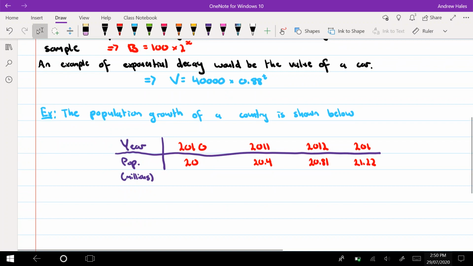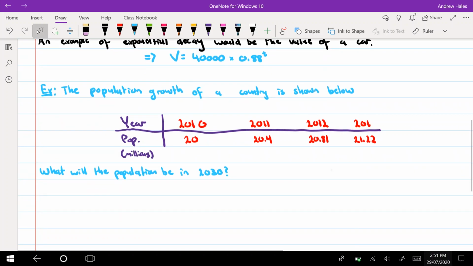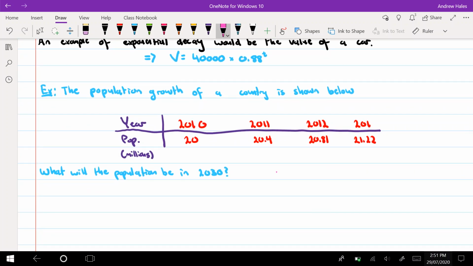Well, the question may ask you something like, what will the population be in 2030? Alright. Well, essentially, that's asking us, we need to find the relationship. We need to find this y equals y naught a to the x.